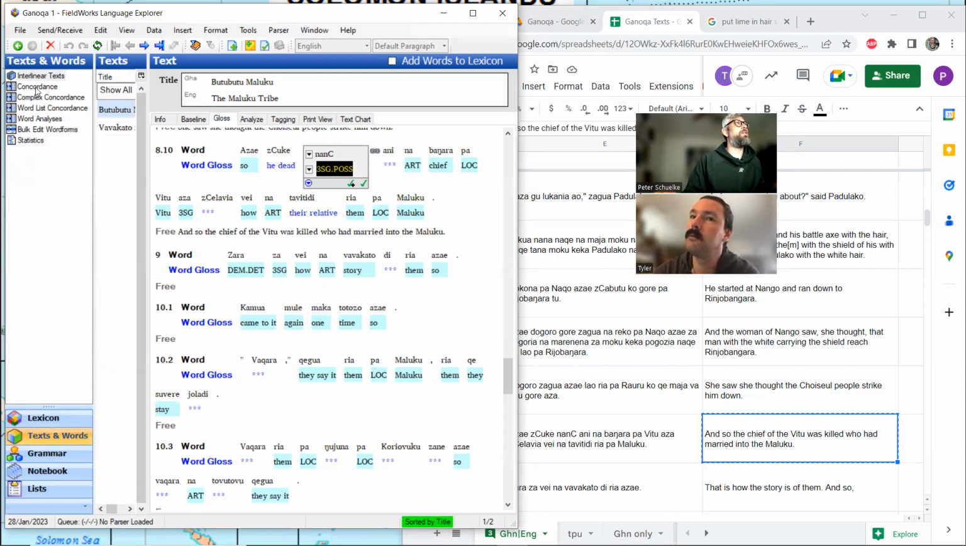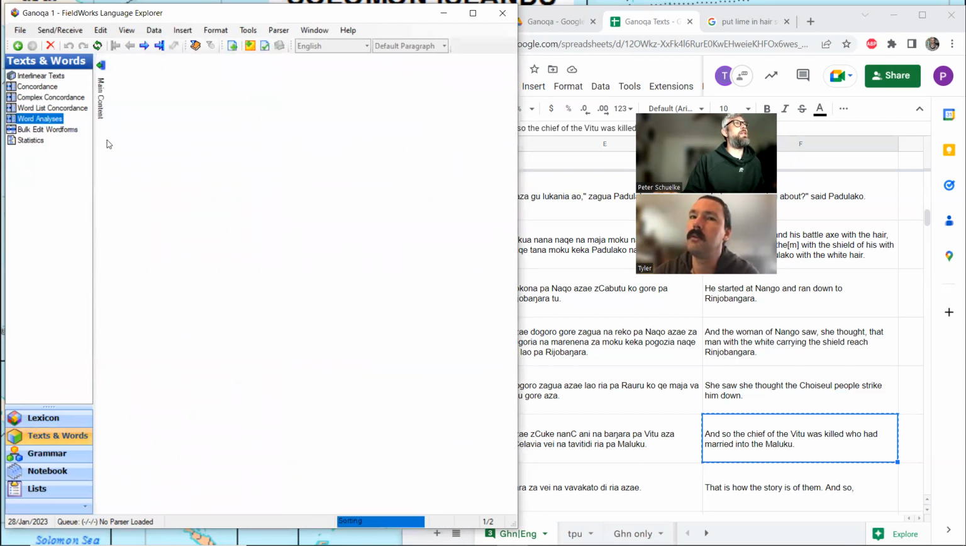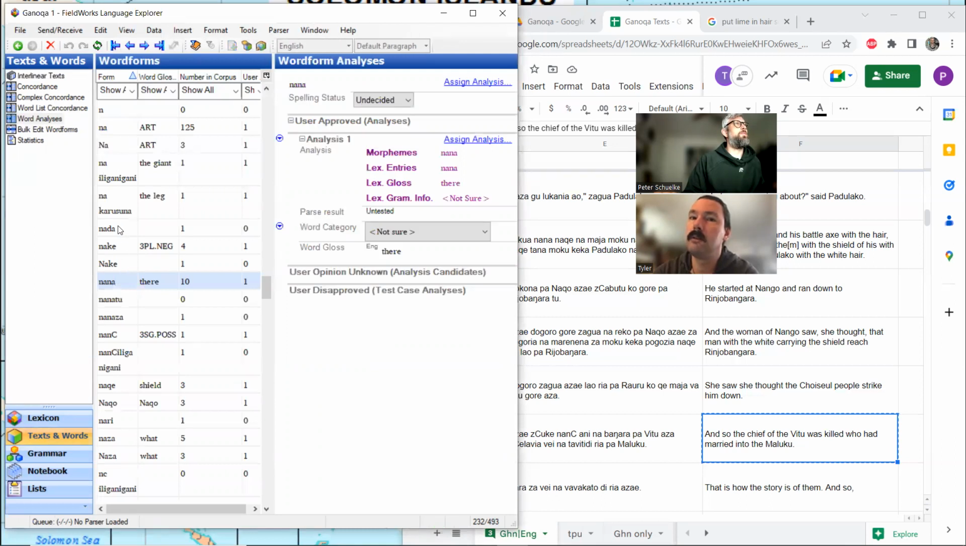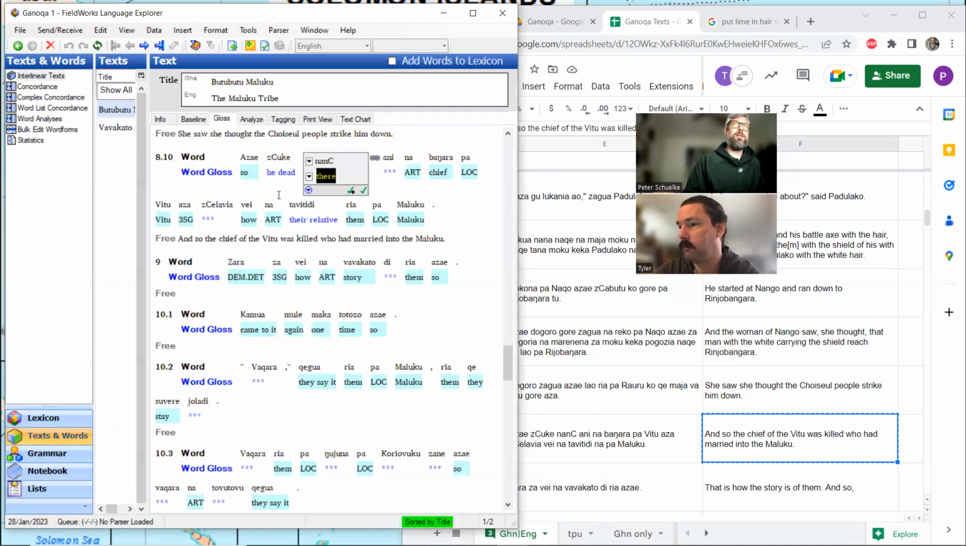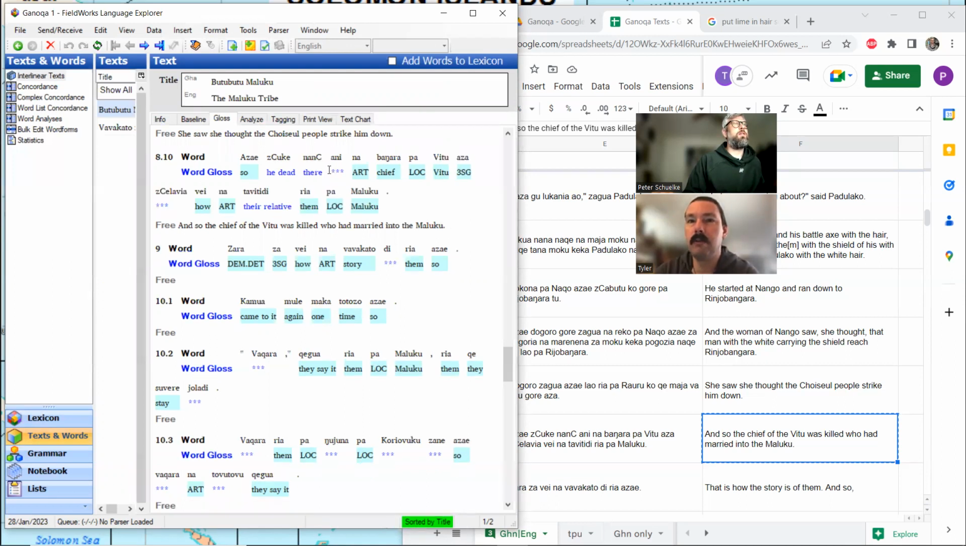So we're going to go back into word analyses. Okay. There it is. A few lines below, the highlighted one. There we go. Alphabetical. And this time we're just going to replace the word gloss with there. And that's it. I'm going to go back to my interlinear texts, and it's fixed. Neat. And so the chief was married. Chief of V2.